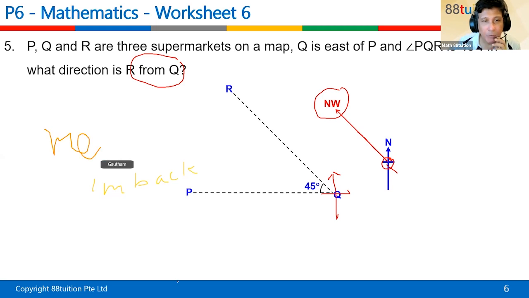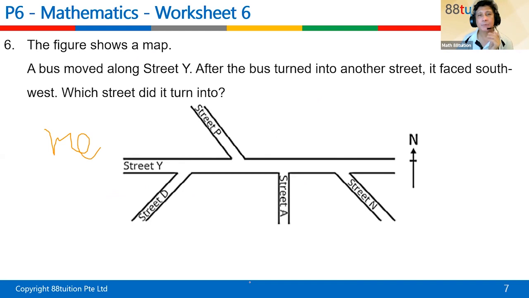All right, so we move on to our next question. Okay, Gautam wants to answer. So, okay, Gautam. The question is asking which street did the bus turn into? We are told the bus is actually moving along street Y. Okay, so street Y actually is from left to right and right to left. So it doesn't really matter which side it is moving from, because from this horizontal line, right, it must turn southwest. Okay, so let's see what Gautam's answer is.